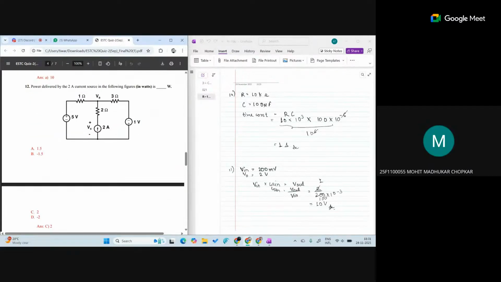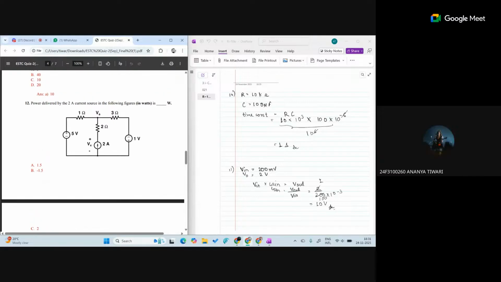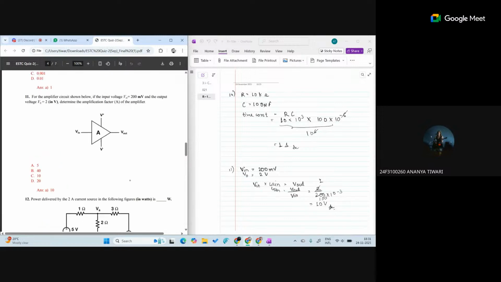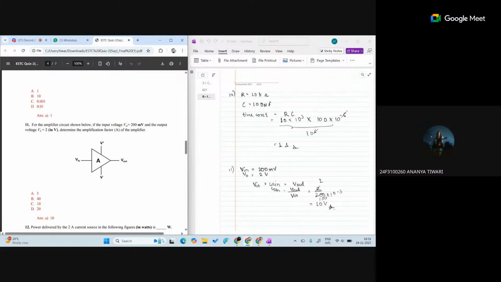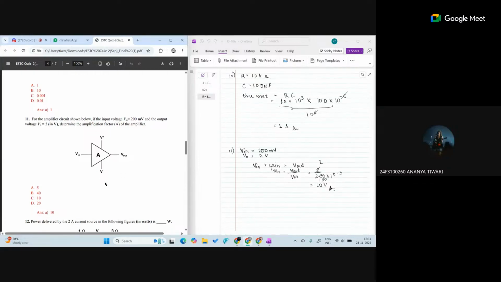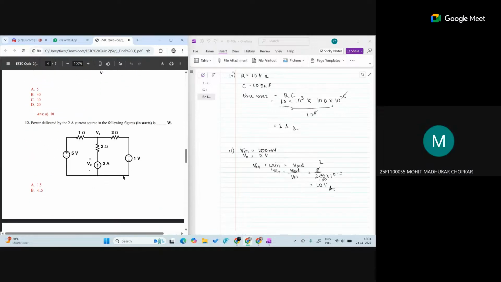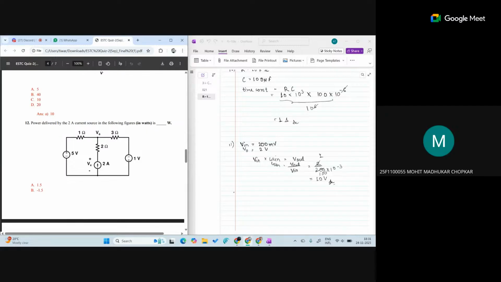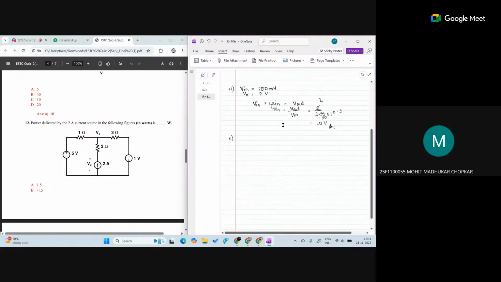Ma'am, we just multiply with the amplification factor? We have to find the amplification factor. To find the V output, you would multiply this amplification factor with V input. Now output and input are given, so we had to find the amplification factor.